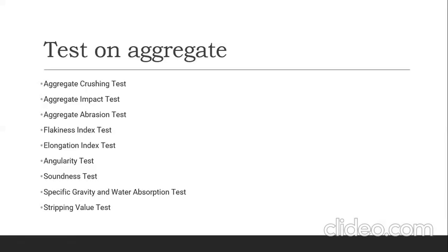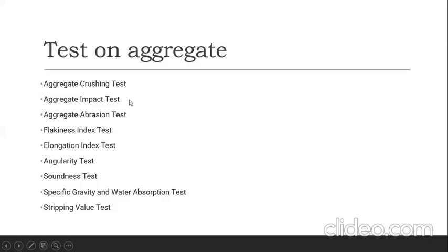Similar to the cement testing procedure, we have some different tests on aggregates to check their suitability for concreting, the construction purpose, or not. So different types of tests are available. First one is aggregate crushing test. Second is aggregate impact test. Then aggregate abrasion test. Then flakiness index test. Then elongation index test. Angularity test. Soundness test. Specific gravity and water absorption test. And stripping value test are available.